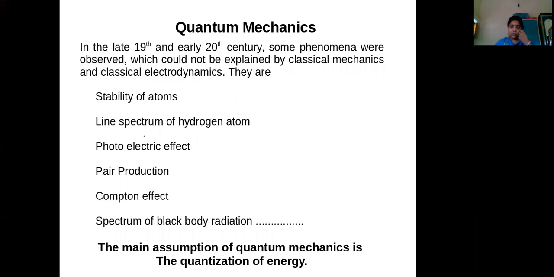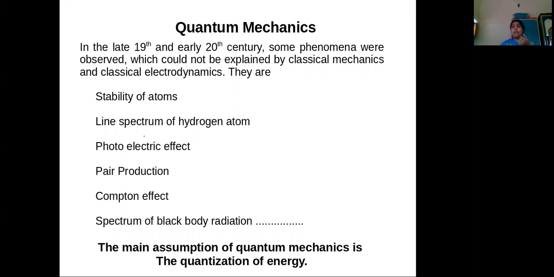So in today's class we are going to discuss quantum mechanics, but before that we need to know why we should study quantum mechanics, or what was the need of the scientists to use quantum mechanics. So it was in the early 20th century or the late 19th century that some phenomena were discovered, but scientists were unable to explain them with the help of classical mechanics or classical electrodynamics.